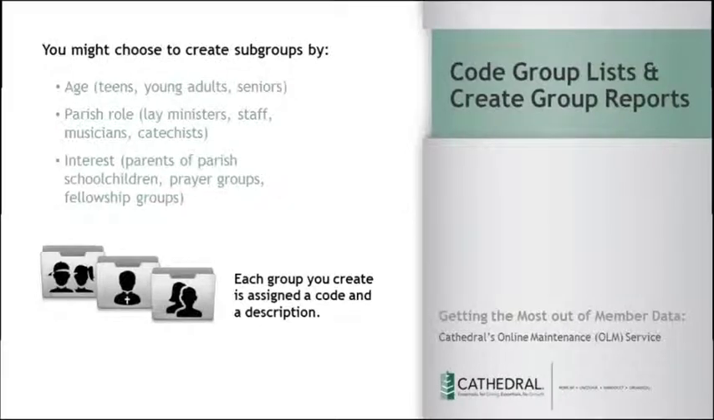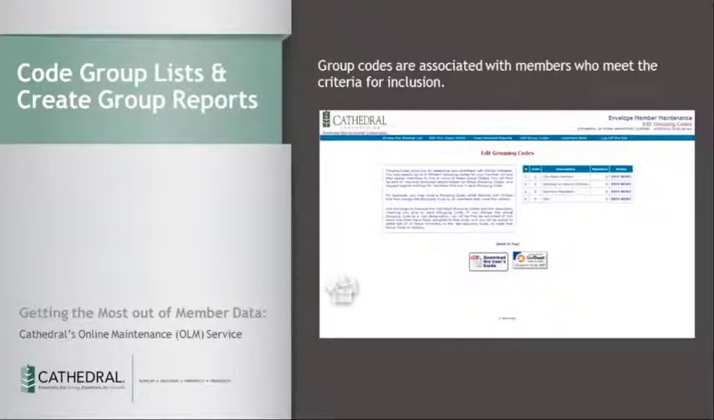Group codes are then associated with the members who meet the criteria for that inclusion. Once your groups are created in the Edit Group Codes tab, which can be found on that blue toolbar, you can assign members to the group from the Member Record screen. That's the screen where you make your member updates. Each member in your parish can be associated with up to 4 groups.